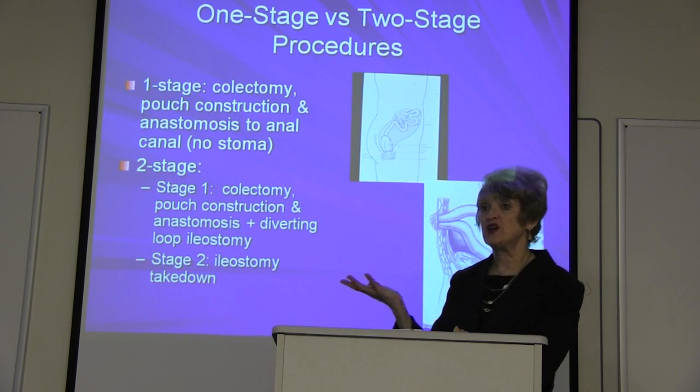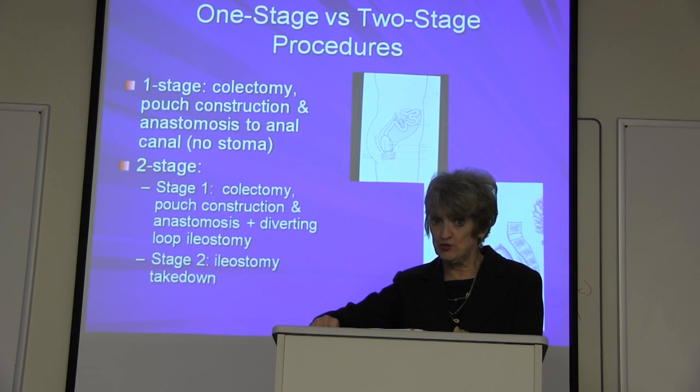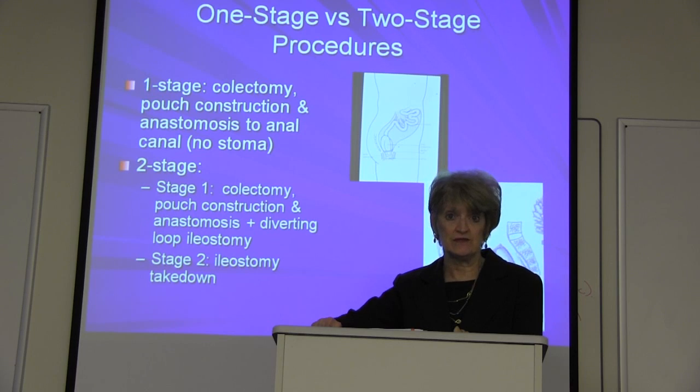Now, the ileal pouch anal anastomosis procedure can be done as a one-stage procedure, can be done as a two-stage procedure, which is the most common, or can be done as a three-stage procedure. I'm going to describe each of them, but we are going to focus on the two-stage procedure because that's by far the most common. And essentially all of your test questions will relate to the two-stage procedure.